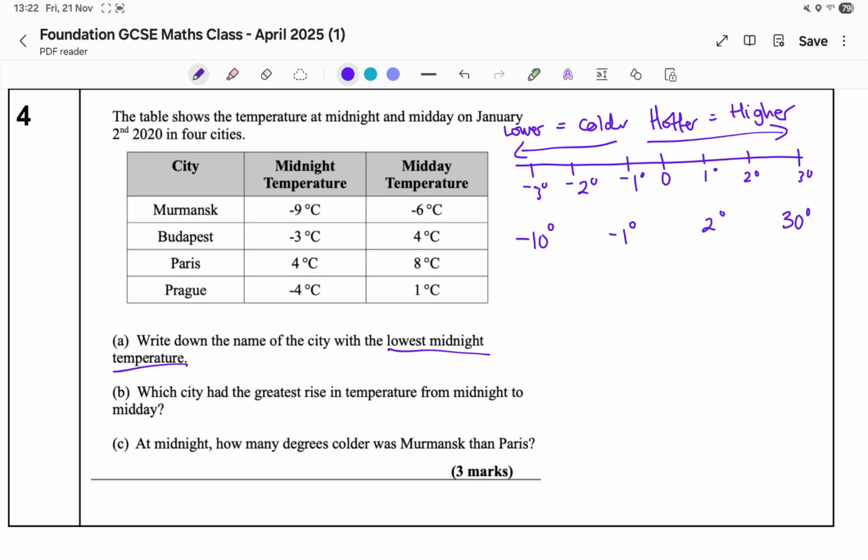So we want the lowest midnight temperature. So we're looking at this section here. So the lowest midnight temperature I can see is Murmansk because it's minus 9 degrees.